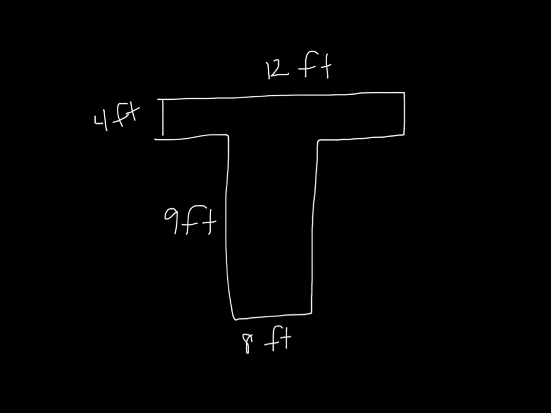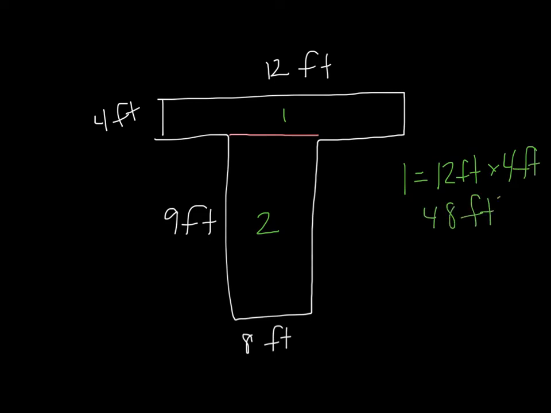Here's the last problem that I'll solve in this video. Looking at this shape, I want to divide it into two rectangles. An easy way to do that is to divide right along this line. Now, all the information that I need is already given to me. I see the base and the height of our first rectangle with a base of 12 feet and a height of 4 feet. 12 feet times 4 feet is 48 feet squared.